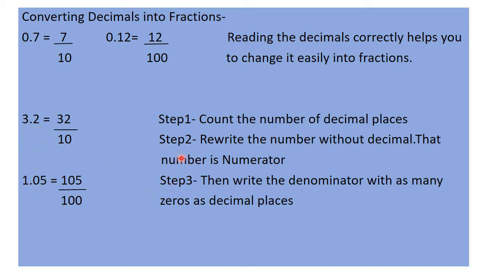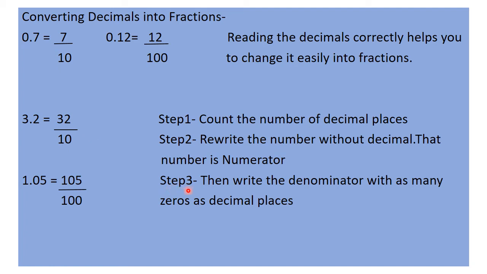Now the second step is that we have to rewrite the number without the decimal. The decimal number I had was 3.2. First of all, I counted the decimal places, it is 1 over here, and then I wrote the number again without the decimal. That means I have removed the decimal which was earlier here, and now we have got the numerator. This number, 32, will be our numerator.